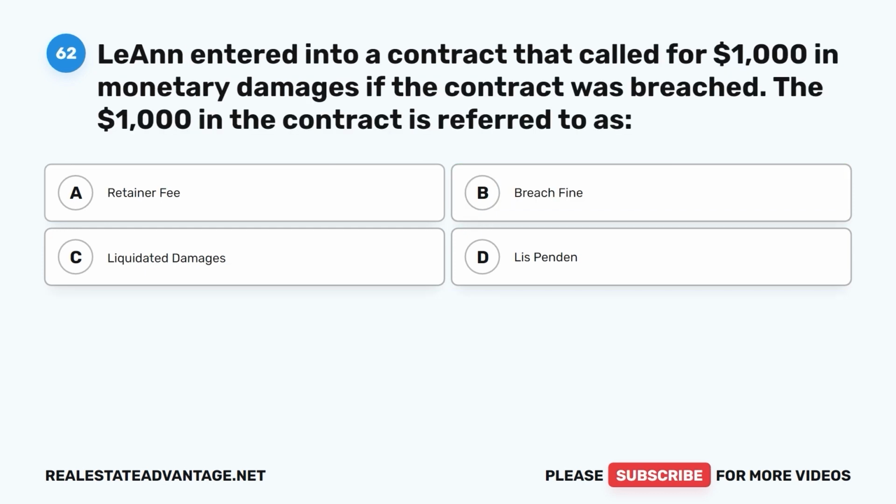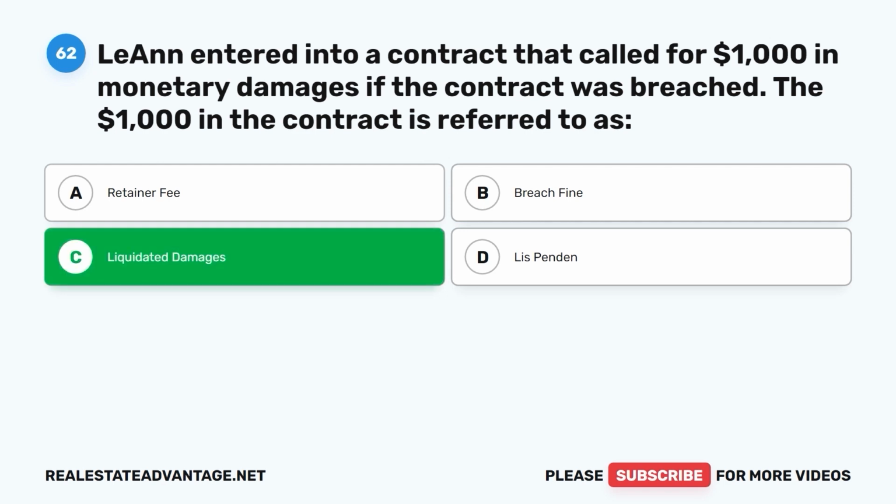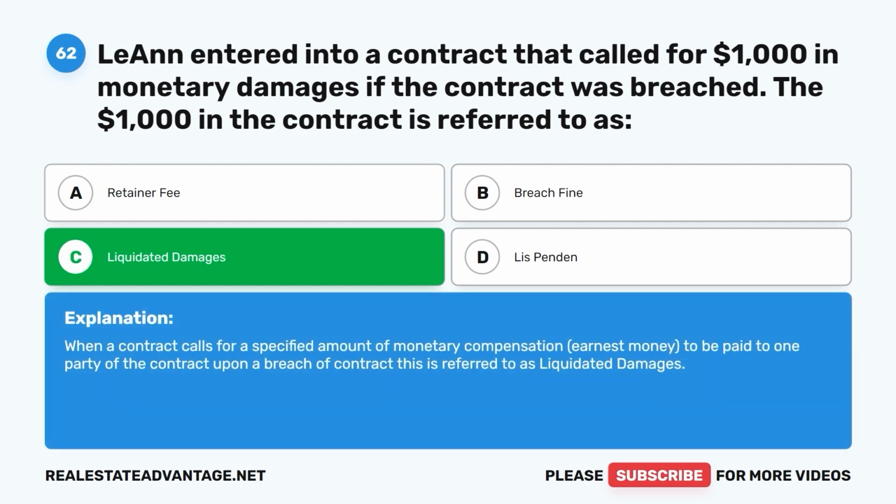Question 62. Leanne entered into a contract that called for $1,000 in monetary damages if the contract was breached. The $1,000 in the contract is referred to as A. Retainer fee, B. Breach fine, C. Liquidated damages, D. Lis pendens. The correct answer is C. Liquidated damages. When a contract calls for a specified amount of monetary compensation, earnest money, to be paid to one party of the contract upon a breach of contract, this is referred to as liquidated damages.